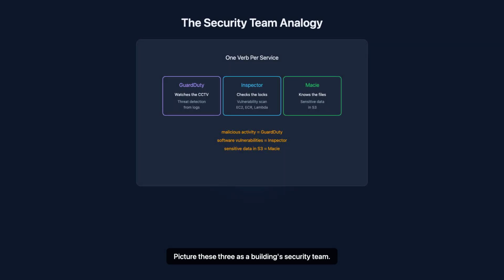Picture these 3 as a building security team. GuardDuty is the guard watching the CCTV feeds, looking for intruders, that's threat detection from logs. Inspector is the inspector who checks that the windows and locks aren't broken, that's vulnerability scanning across EC2, container images, and Lambda. And Macie is the clerk who knows exactly which filing cabinets hold the confidential records, that's sensitive data discovery in S3. So the keyword map is simple. Malicious activity means GuardDuty, software vulnerabilities means Inspector, and sensitive data in S3 means Macie.